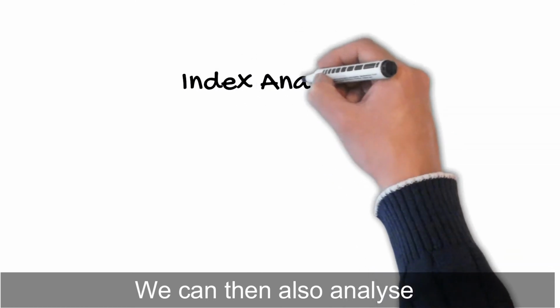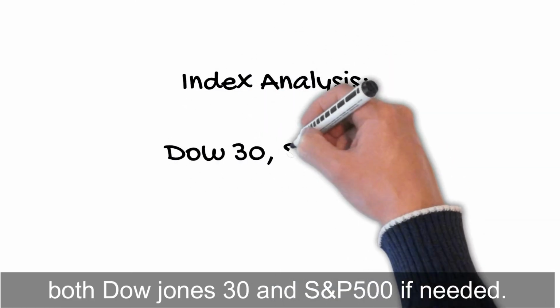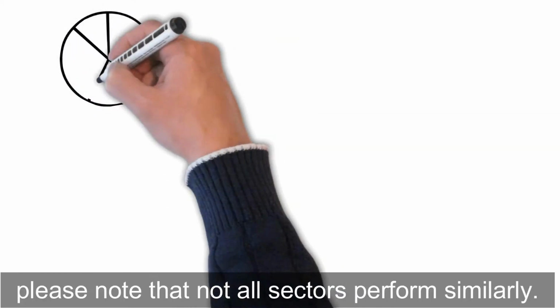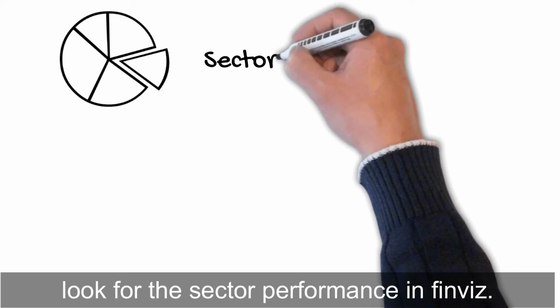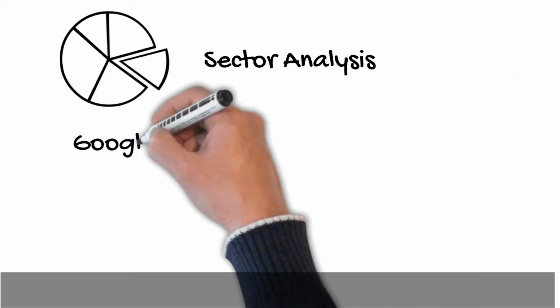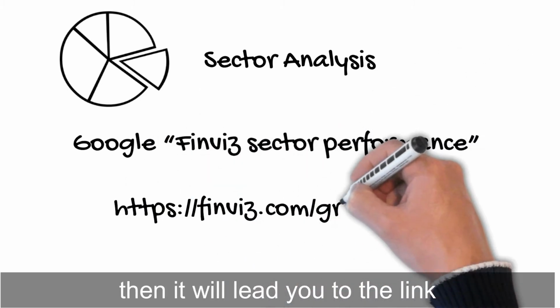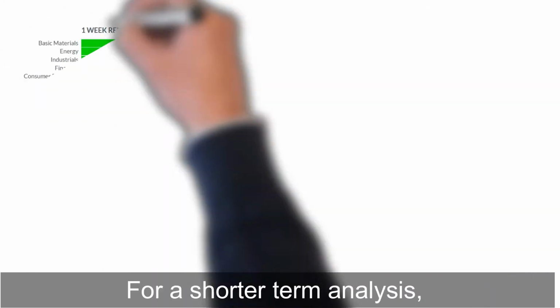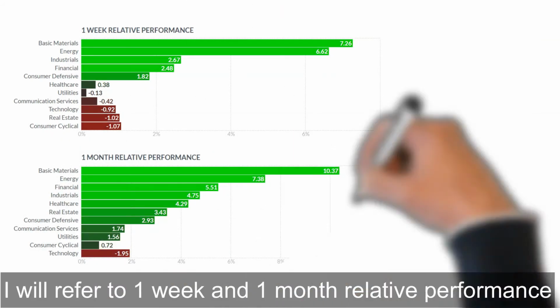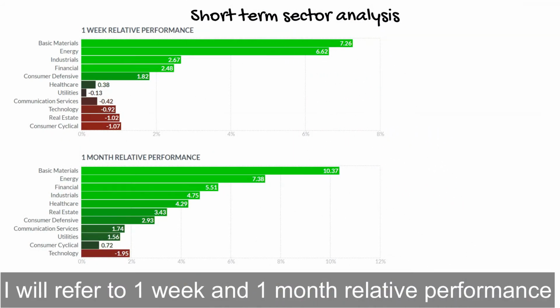We can then also analyze both the Dow Jones 30 and S&P 500 if needed. However, please note that not all sectors perform similarly. Thus, I will then look at the sector performance in Finviz. Google Finviz sector performance, then it will lead you to the link. For shorter-term analysis, I will refer to 1-week and 1-month relative performance.